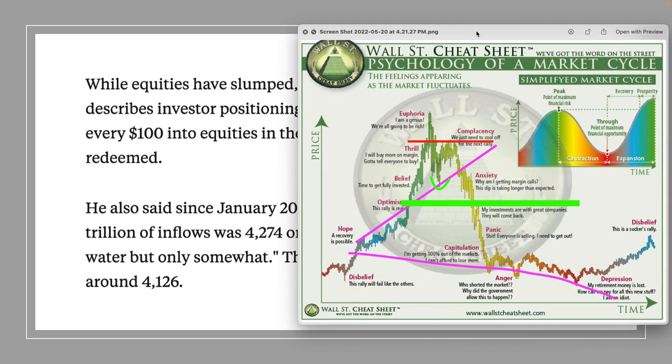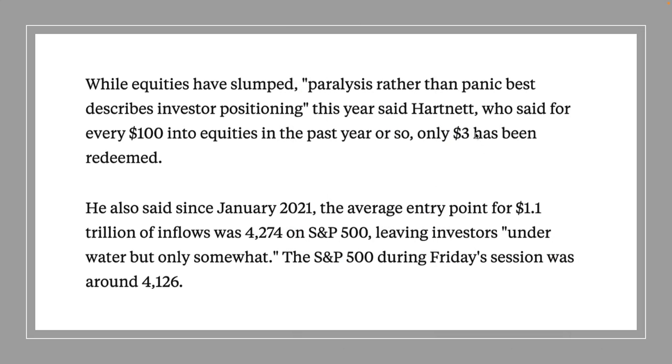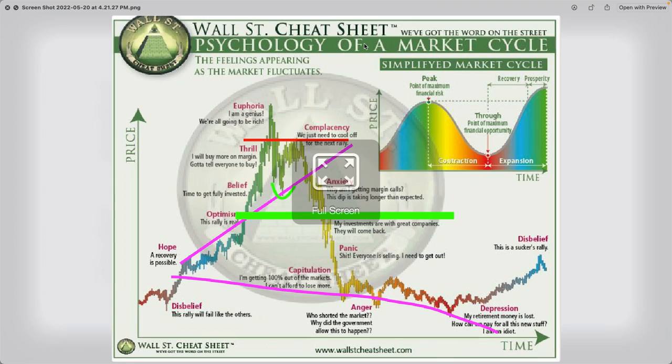of these. So again, let's just read this here. It means that only 3 cents on the dollar has been redeemed. And if we look here at the psychology chart, I think I might have forgotten to talk about this. So when we look here, again, if we're at complacency, we have to cool off for the next big rally. Would you be selling? No.